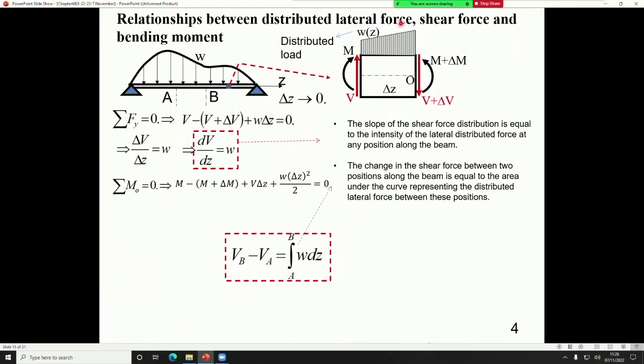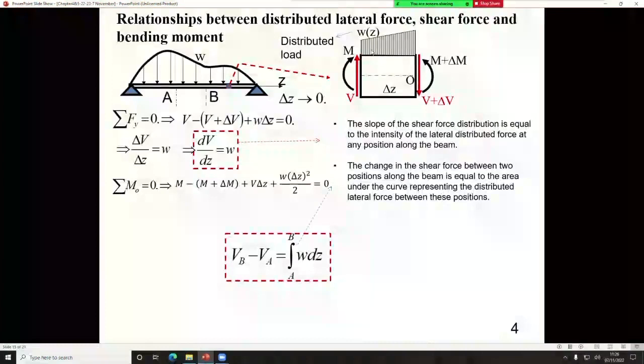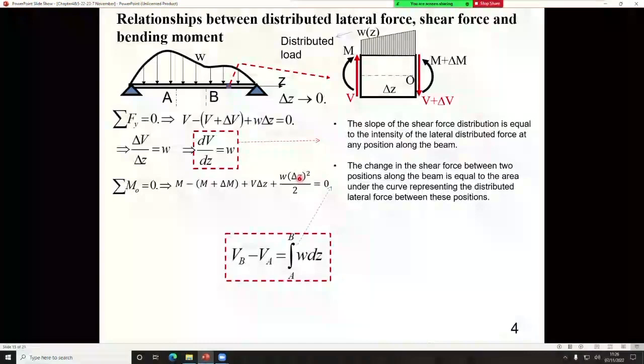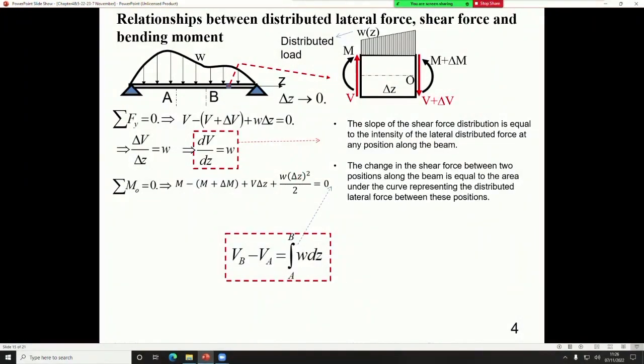And this distributed load, say it is not non-linear, it's uniform for a very small region, is equal to W(Z), and then it's acting at its center, which is delta Z over 2. So you end up with this term. Now here we've got a very, very small value, because delta Z is very, very small, and it is squared, so I can ignore this term. So you end up with this relation now.